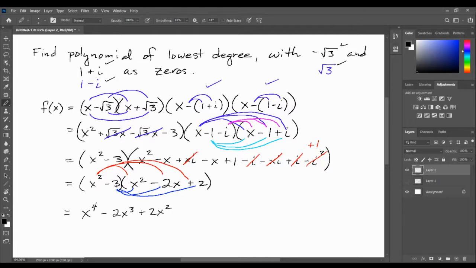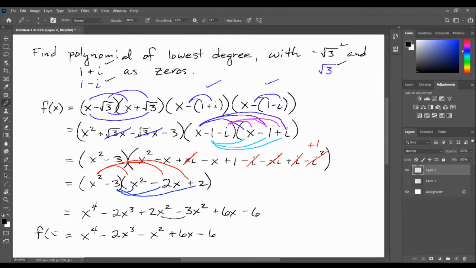Now distributing the negative 3 times x squared is minus 3x squared. Negative 3 times negative 2x is a positive 6x. And negative 3 times positive 2 is negative 6. Got a couple of like terms right here, so I should combine those. I get x to the fourth minus 2x cubed minus x squared plus 6x minus 6.